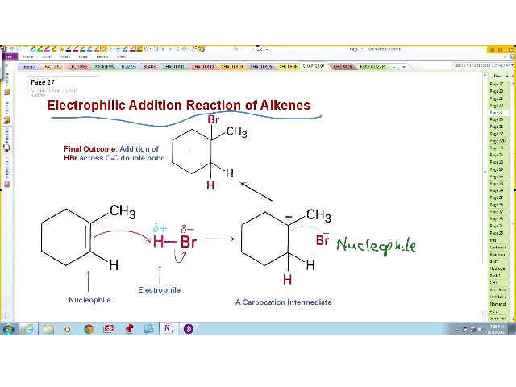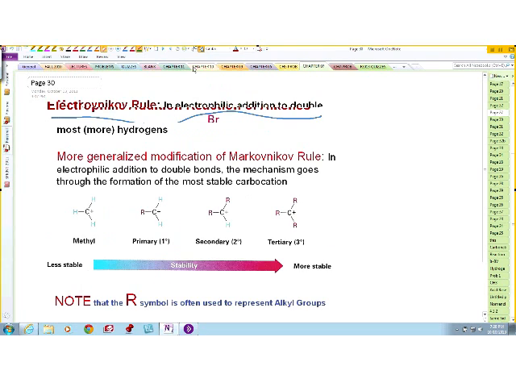The net outcome of this reaction is the addition of hydrogen and bromine across the carbon-carbon double bond in what we call a Markovnikov addition type reaction. Now you say, what is the definition of Markovnikov again? Okay, this is the definition. In electrophilic addition to double bonds, the electrophile, in this case hydrogen, bonds to the carbon that has the most or more hydrogens.